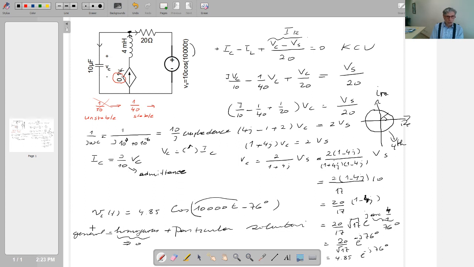Now we are going to see this in the Proteus simulation, and then we are going to check our calculation whether it is true or not. So that is the end of this video then.